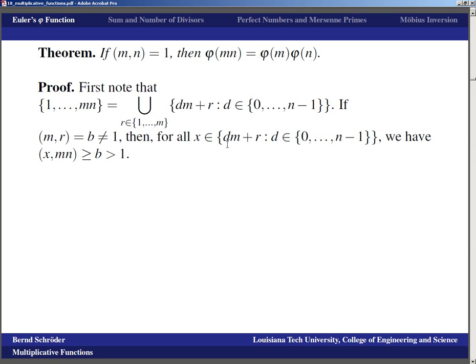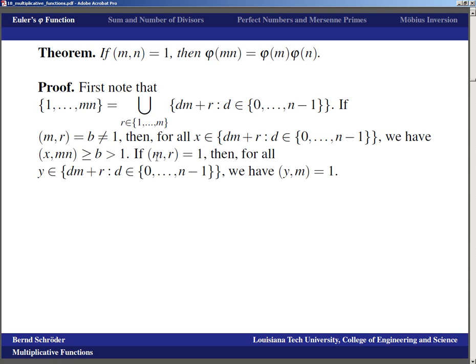And that is because for any number d m plus r in here, the greatest common divisor with m will be at least the greatest common divisor of m and r, because anything that divides those two will also divide m and n, and b does that already. So that means these are numbers that are not counted by Euler's phi function, and so certain remainders are simply excluded, namely all the remainders where the greatest common divisor between m and r is greater than 1.